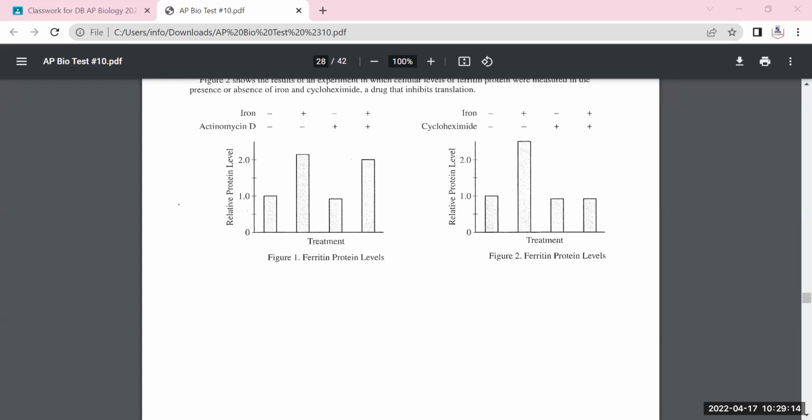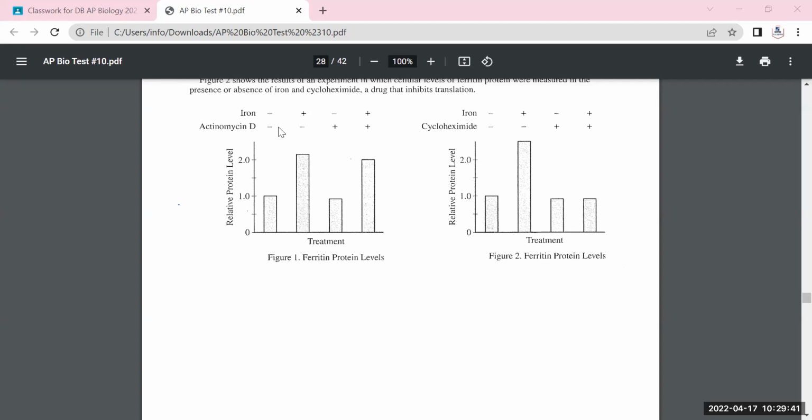If you have iron present, right? So if you compare your first two bars, this is your control, you have nothing, and then you added iron, and nothing else. That's the only thing you added. You do see that when you add iron, translation of ferritin does go up, right?